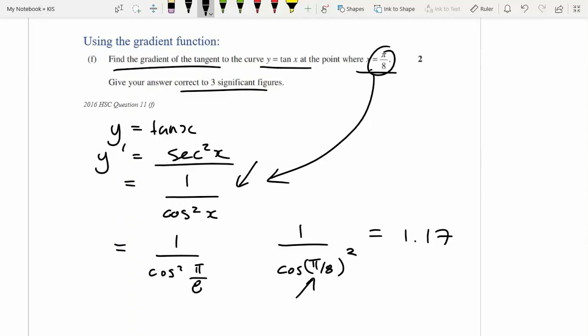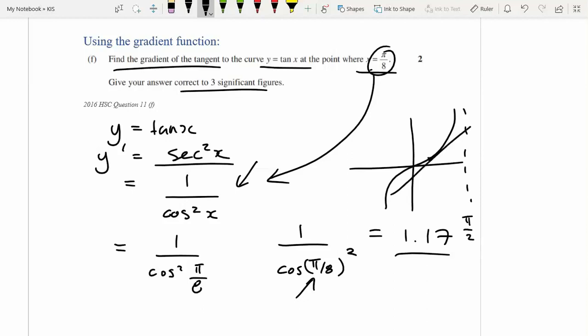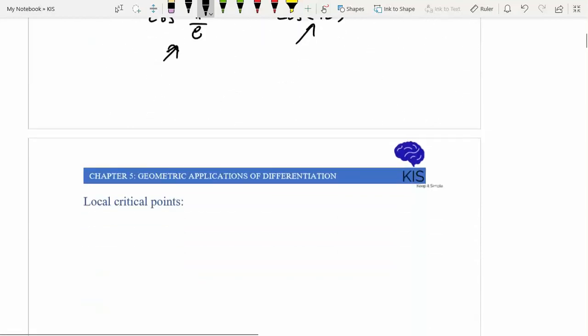Alrighty, now it's also important to note not just what this answer is, but what this is actually saying. They're saying find the gradient of the curve y equals tan x at this point. So what that's saying is, remember, the tan function has an asymptote at pi on 2. If we go to pi on 8, which is approximately here, it's saying that the tangent to that line would have a gradient of m equal to 1.17. Just as well, if you're doing this question, ensure that you've put your calculator into radians mode, otherwise you'll get a different answer. Okay, moving on.